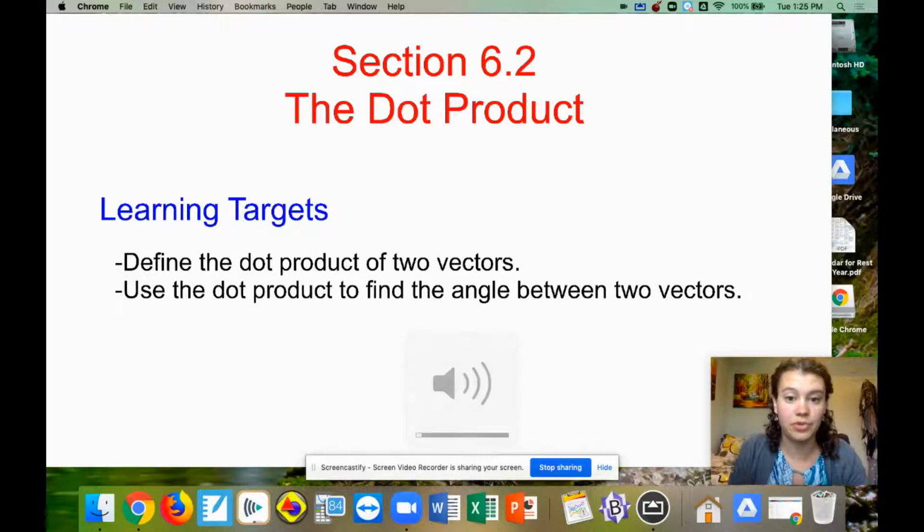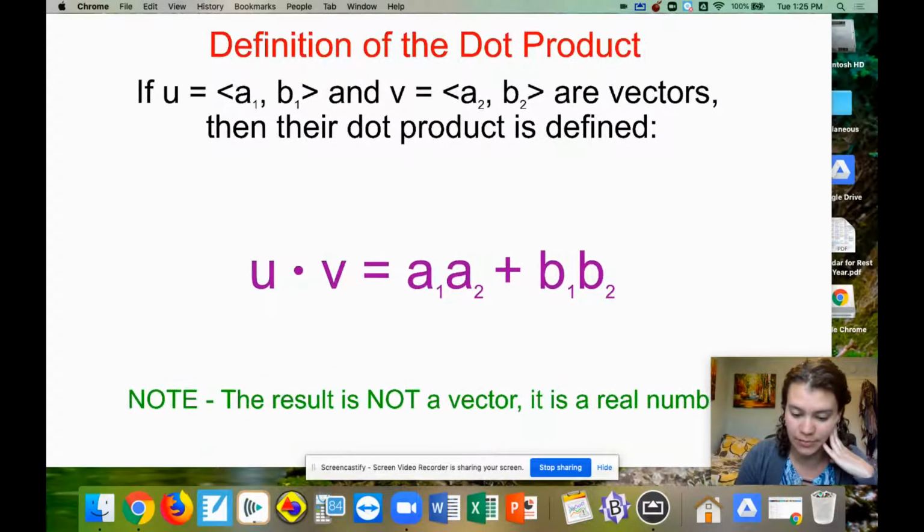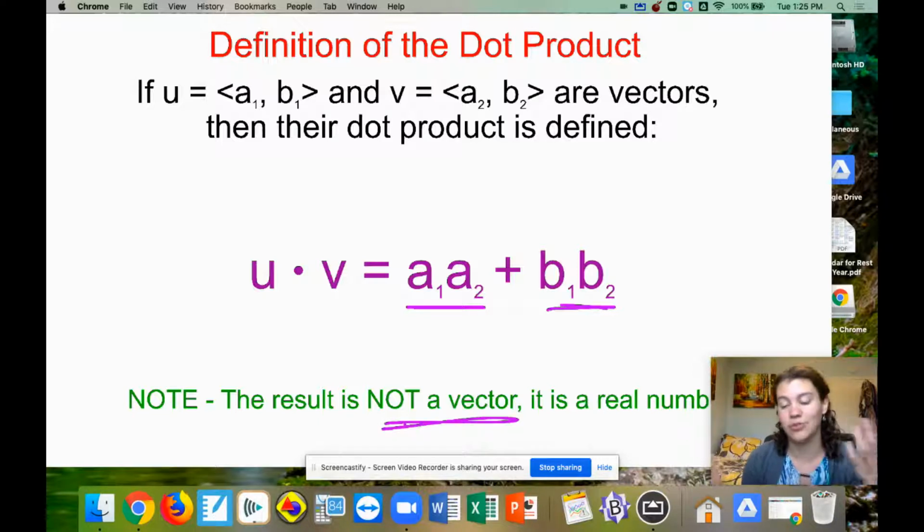All right, so today we're doing the dot product, which is a new operation. So what is the dot product? It's defined as: if you have two vectors, a1, b1, and a2, b2, their dot product, you take the two x's, multiply them together, add them to the two b's, multiply together. So a note here, you're not going to get a vector, you're going to get a real number. So like your answer will be 2, or 10, or -5, or 0, but you're going to get a number. So it's going from a vector to an actual number.